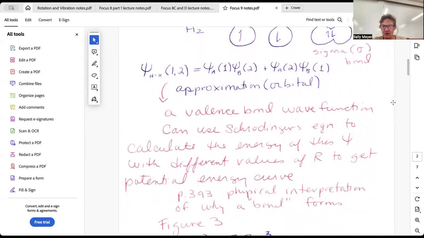So a valence bond wave function you get from the orbital approximation, and you can use Schrodinger's equation to calculate the energy of this wave function with different values of R and get the potential energy curve. So that's a process that would take a lot of time. Usually you'd use a computer.